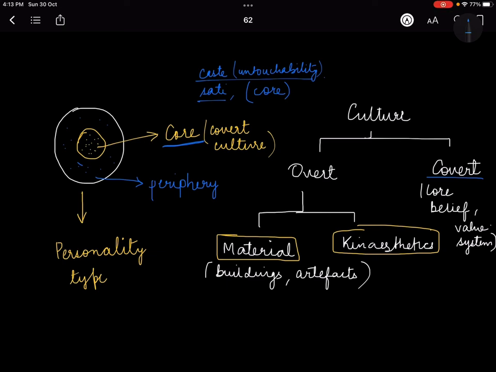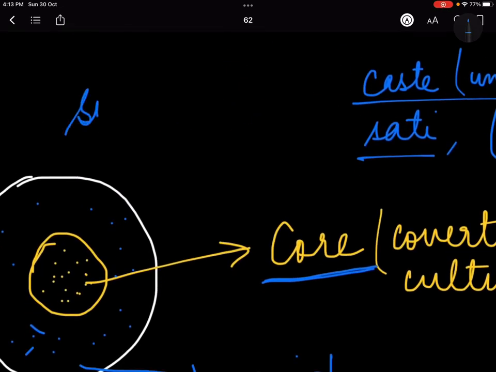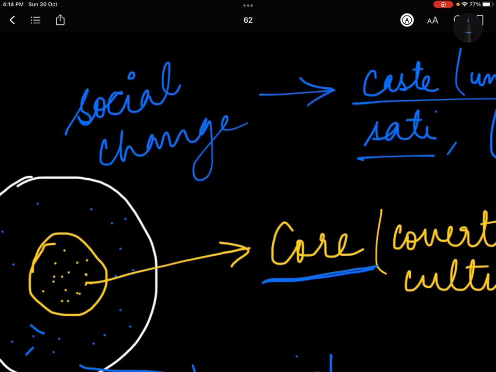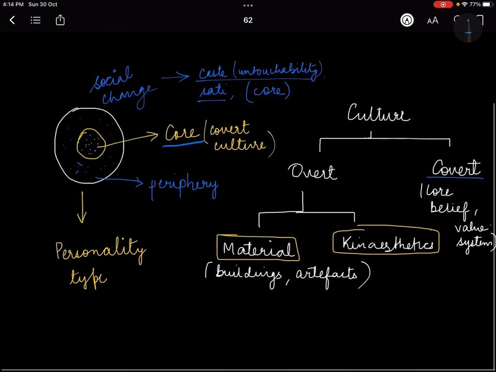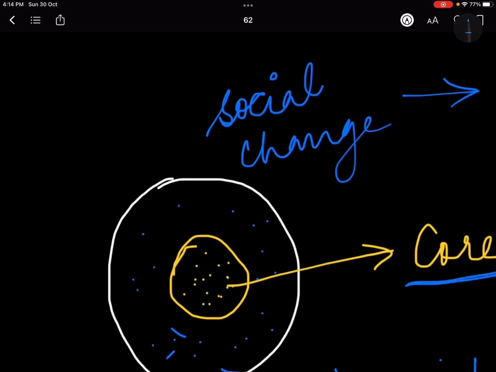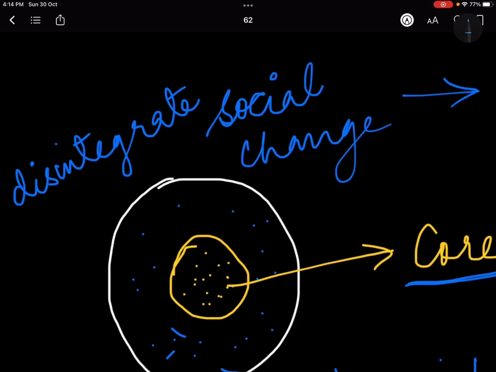Because they had ingrained themselves in the core of the culture, it becomes difficult to change. But if you have to change, it is important ki you start from the periphery, because if you go and attack the core first, then you are going to find it a lot more difficult to actually bring about social change. So if you want to bring social change, you should first start from the periphery and then go to the core. Okay? Because if you directly attack the core, it is difficult to change and it will further disintegrate the whole culture.